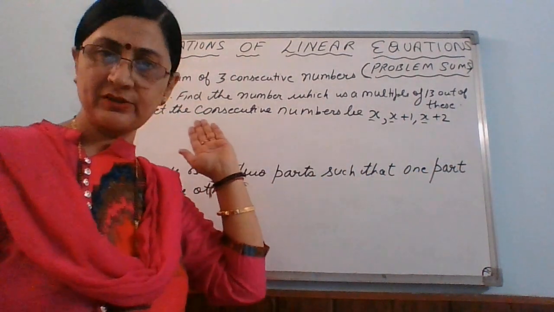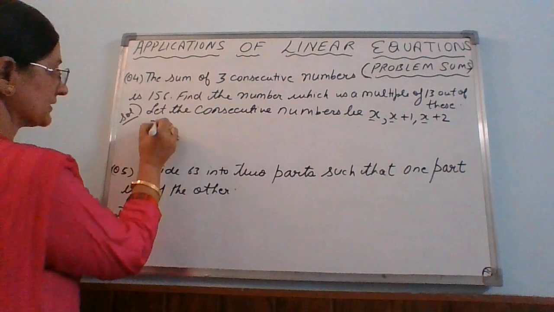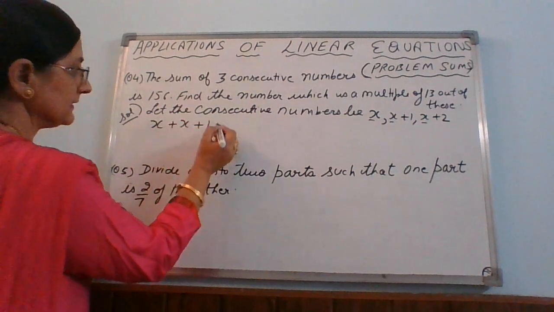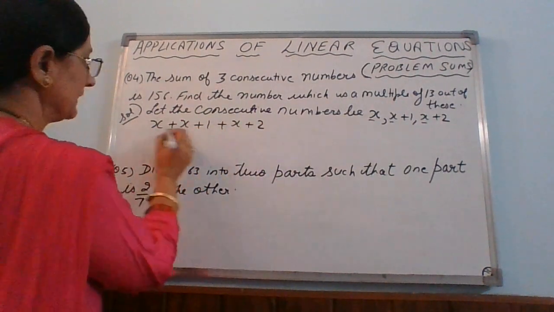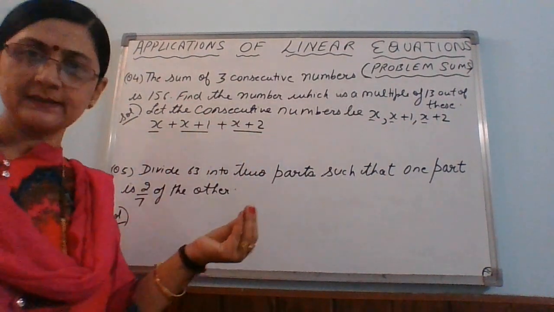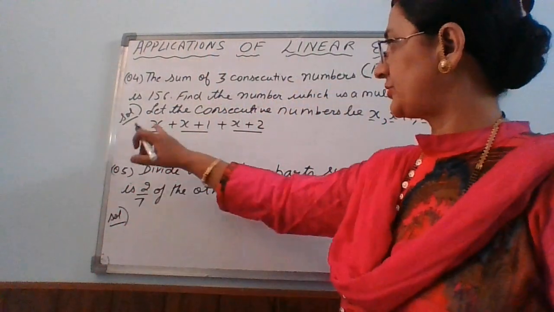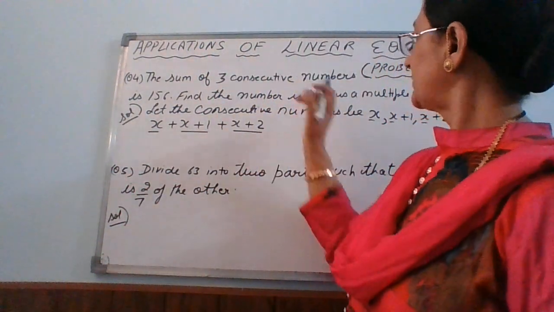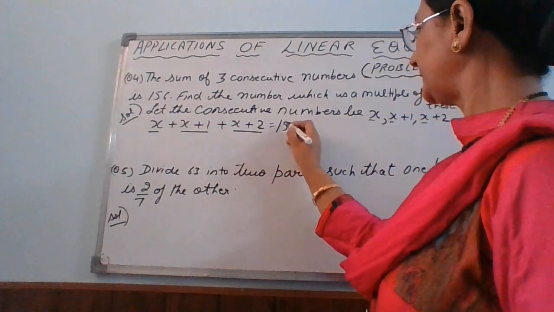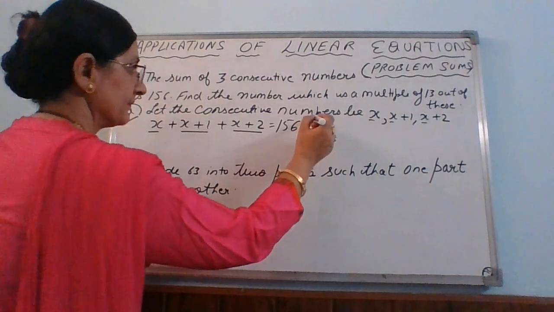Now, let us read the question again, right? The sum means addition of 3 consecutive numbers. Addition means adding these consecutive numbers, right? One was this, third one this. First, second and third. These are the 3 consecutive numbers and you are asked to add them in the question, right? So, addition means this plus this plus this, right? So, the total is given 156. So let us solve for x now, right?